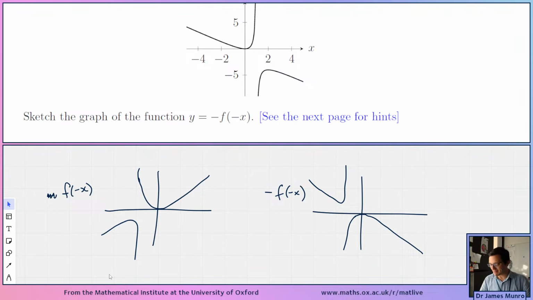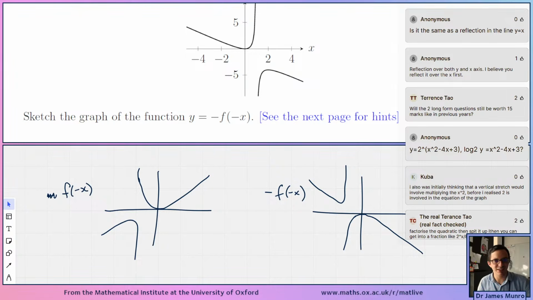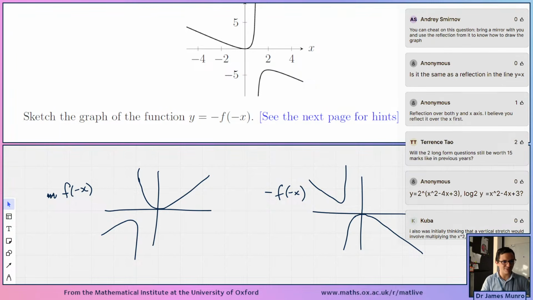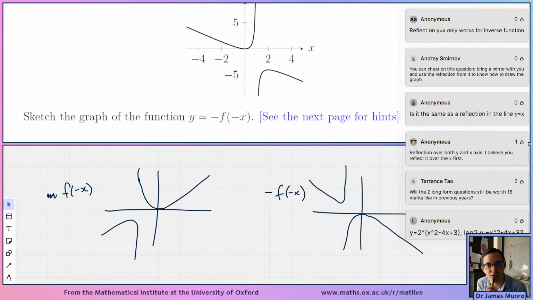So is this the same thing as just one simple transformation? Chat would like to know, is that just the same as doing one thing? Do people know what this is equal to? You can cheat, Andre says you can cheat by bringing a mirror. Still have to think about what you've drawn. This is not the same as reflecting in y equals x.